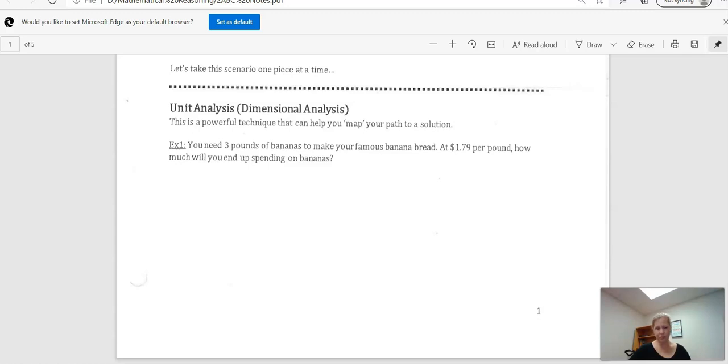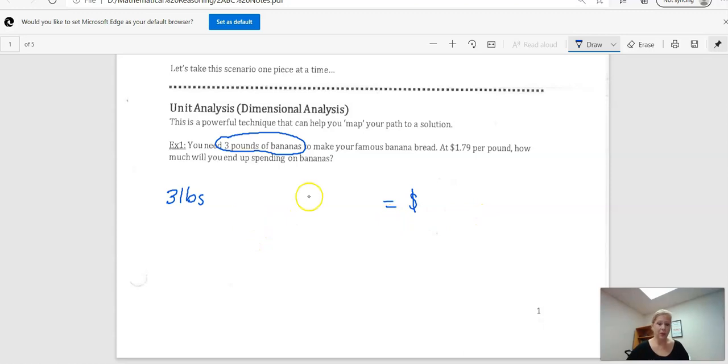Well, we've got some stuff we know. We've got 3 pounds of bananas. So I would start off here and say, well, I've got 3 pounds. And at the end, the question is, how much will you end up spending on the bananas? So we know that in the end, we need something to be dollars. Our answer needs to be dollars.